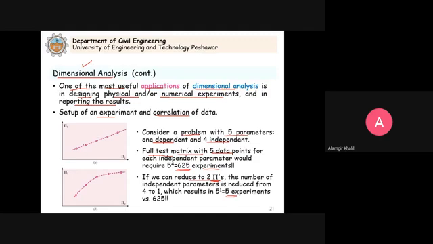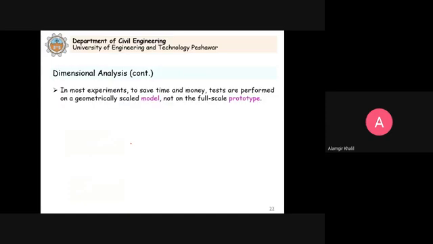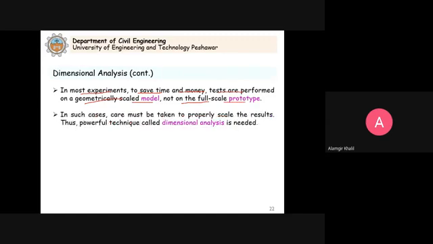And also it can tell you the trend between the parameters. You see a direct relationship or non-linear relationship, whatever. So in most experiments, to save time and money, tests are performed on a geometrically scaled model, not on the full-scale prototype. This is what we have studied so far. In such cases, care must be taken to properly scale the results. Thus, a powerful technique called dimension analysis is needed.